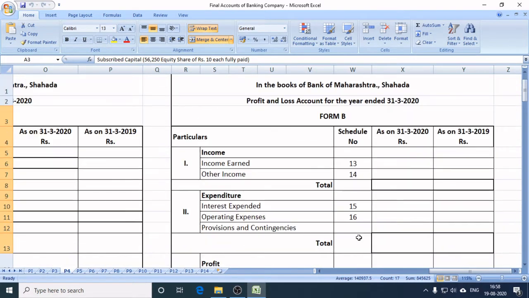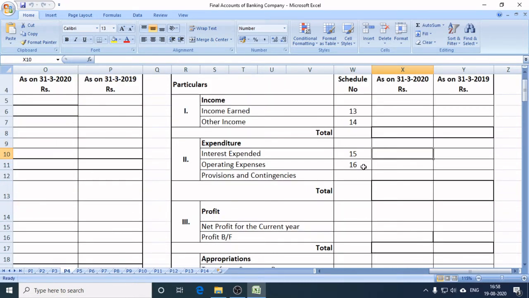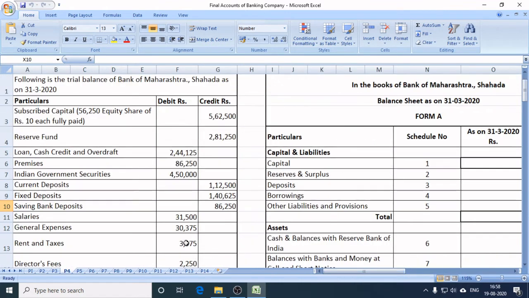But as far as schedule number 13 is concerned, let me tell you, it is income earned. Here we are supposed to mention the interest related income of a bank. Now schedule number 15 is the interest expended. Here we have to mention the interest related expenses of the bank, and income other than interest received we must mention under schedule number 14, and just like that, expenses other than interest paid we must mention under schedule number 16.